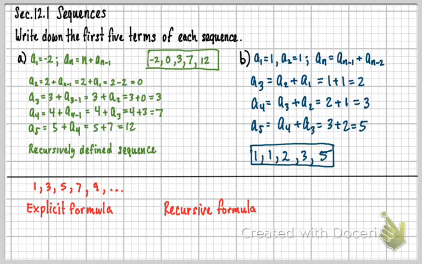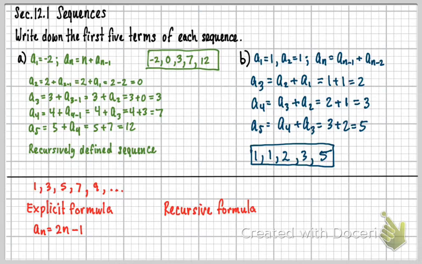So then for my a sub n is going to be 2n. And then when I plug in 1 there, I need to get a 1. So that would be my formula for that explicit formula there.